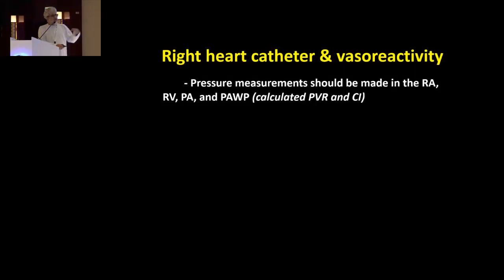Now, vasoreactive test is important. There is a certain group of patients in group 1 where you may get a responder to calcium channel blockers, and this is actually recommended only for idiopathic or hereditary or drug-induced pulmonary hypertension. And inhaled nitric oxide is the standard, but there are other agents they use.